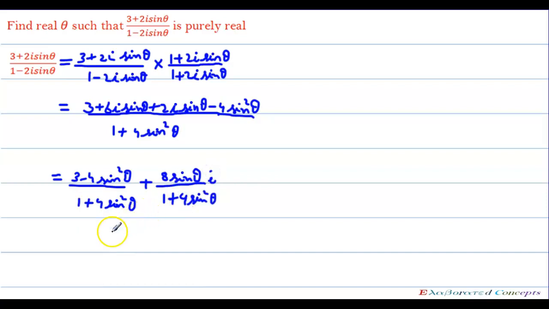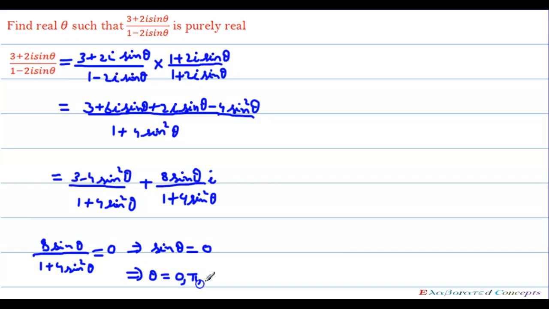Now since the expression is purely real, its imaginary part 8 sin theta upon 1 plus 4 sin square theta is 0. This implies sin theta is equal to 0. Sin theta is 0 implies theta is 0, pi, 2 pi and so on. This implies theta is equal to n pi, where n belongs to integers.